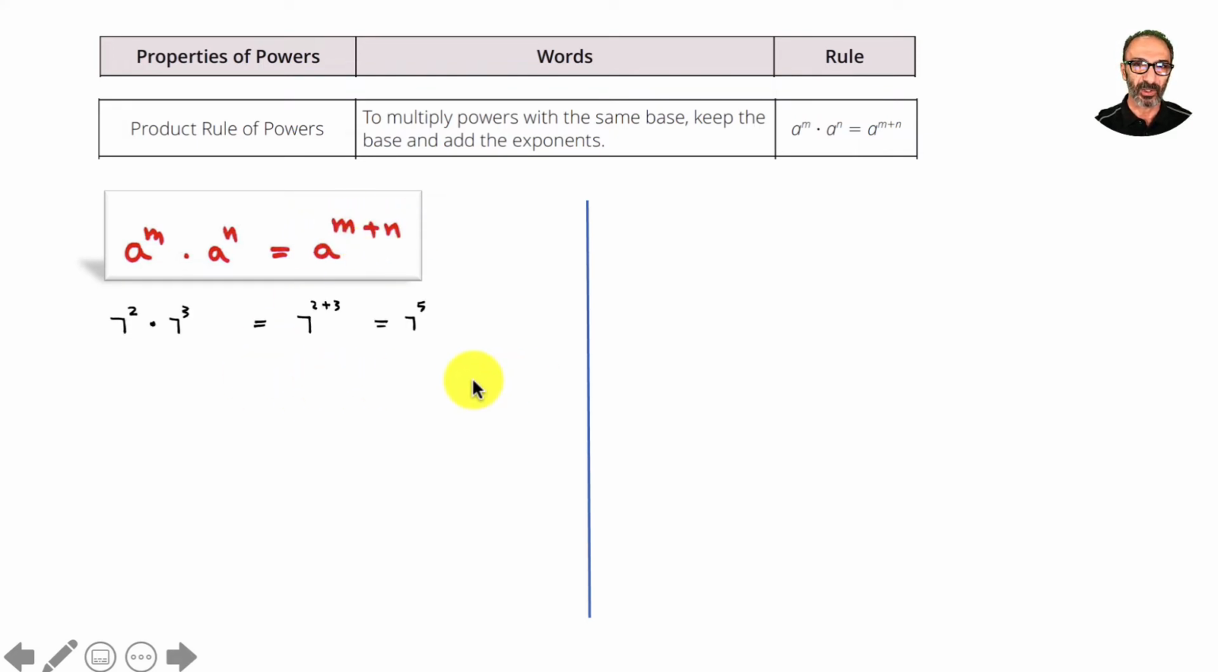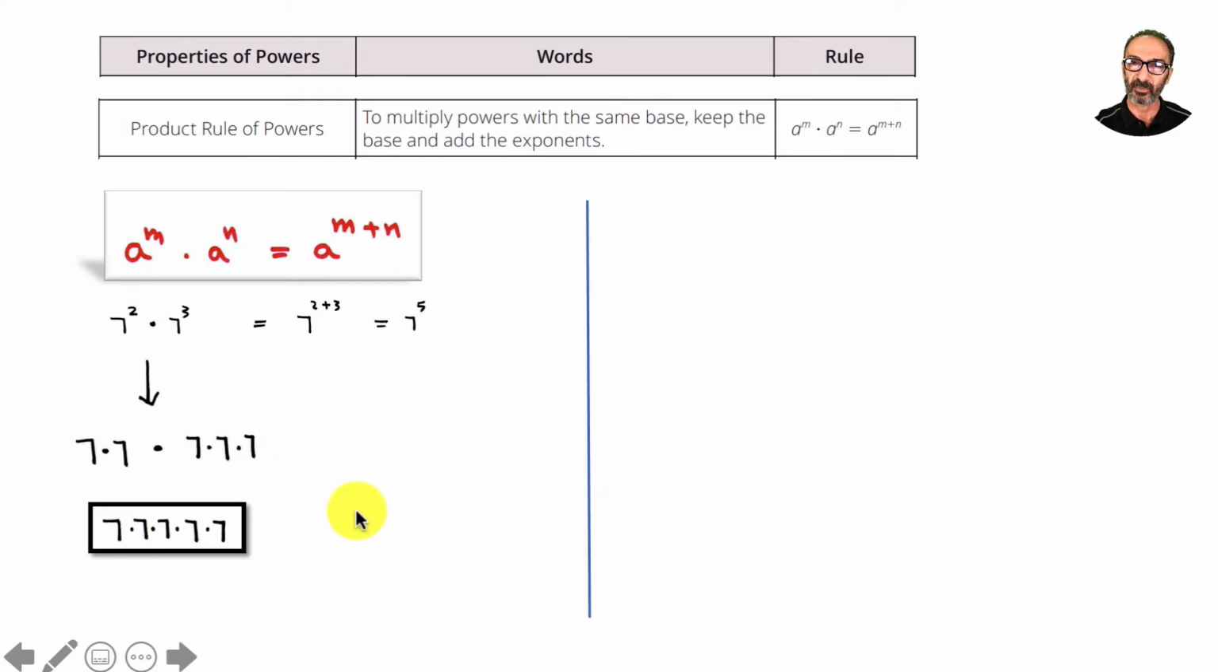To support why it works, take 7 to the second times 7 to the third. If you want to apply this rule, you add 2 plus 3 and you keep the 7. So 7 to the power 5. Differently, if you look at the left side, what is actually 7 to the second times 7 to the third? It is 7 times 7 multiplied by 7 times 7 times 7. But that's 5 sevens as a product of factors, which is the same thing as 7 to the power 5 on the right side. So yes, you need to add the exponents and keep the same base.